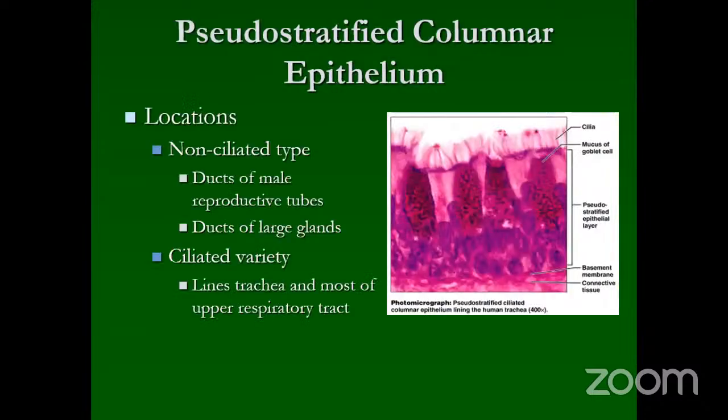The location of the pseudo-stratified columnar epithelium is, if they are non-ciliated type, they are present in the ducts of male reproductive tubes and ducts of large glands. Whereas the ciliated variety are seen in the trachea and upper respiratory tract.